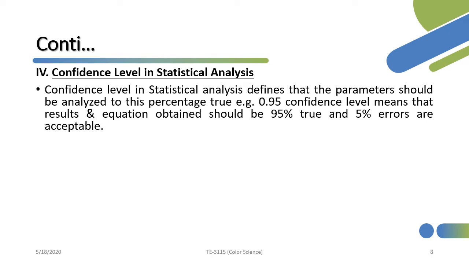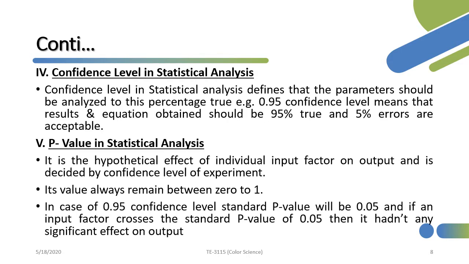The fourth term is confidence level in statistical analysis. The confidence level in statistical analysis defines how much percentage the parameters should be true. For example, in the current research paper, the author used a 0.95 confidence level. This means that the results analyzed through Minitab are 95% true, and there are only 5% errors and omissions expected. The fifth term is the p-value, which was also used in statistical analysis.